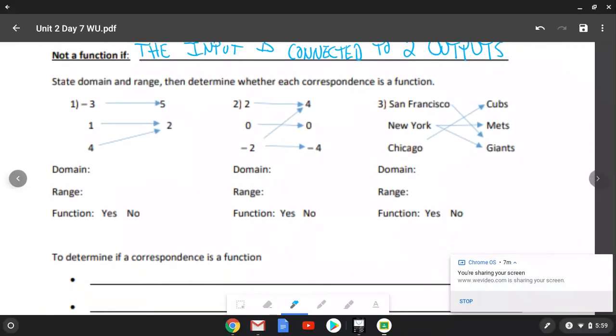So domain are all my inputs. That'd be the numbers on the left that you start with. If we write them in numerical order, it's in numerical order for me from top to bottom. So my domain are all my inputs, or x values. In this case, -3, 1, and 4 are what I start with. And my range are all my outputs. So that's what these are going to. In numerical order, I see a 2 and then a 5. Those are my two different numbers that I have.